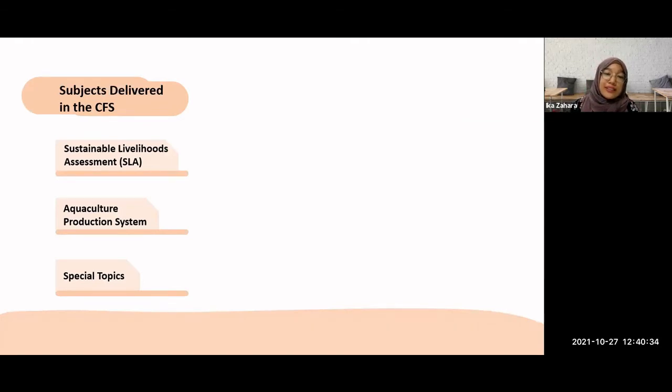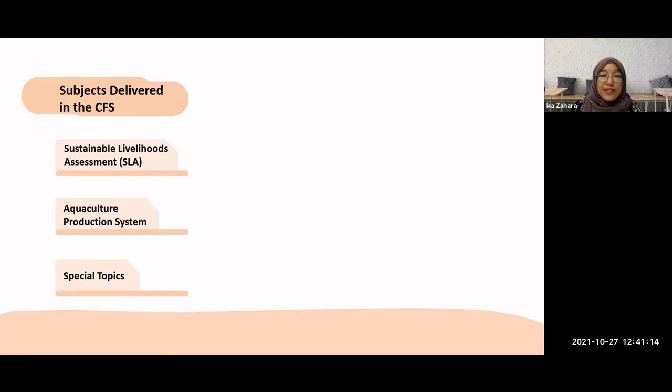These three are the main subjects delivered in the CFS. Basically, it consists of sustainable livelihood assessment, or SLA, and aquaculture production. And it also covers special topics tailored to the local conditions in the area, such as gender understanding, soil ecology, or organic fish feed. More detail about these three will be explained later on.